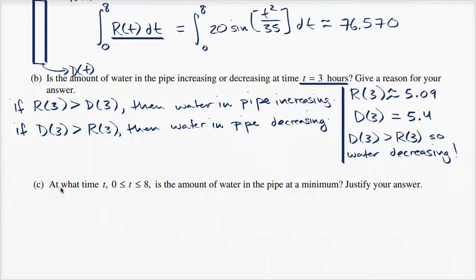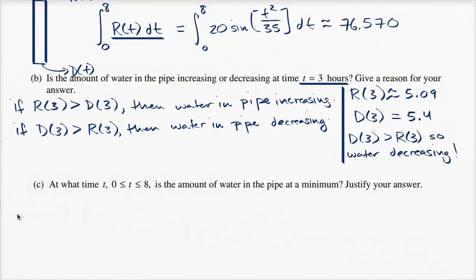All right, part C. At what time t, where 0 is less than or equal to t is less than or equal to 8, is the amount of water in the pipe at a minimum? Justify your answer. All right, well, let's define a function w that represents the amount of water in the pipe at any time t, and then we could figure out the minimum value for w over that interval.